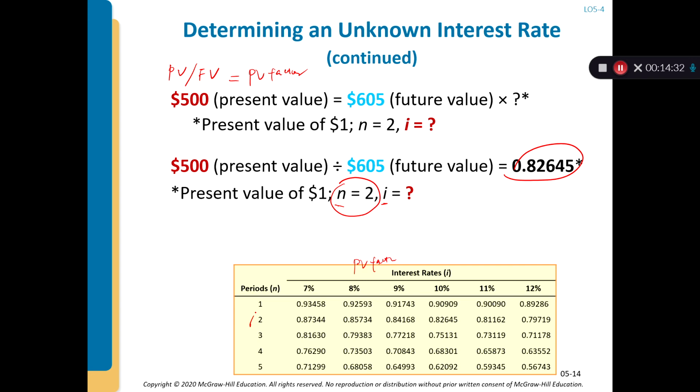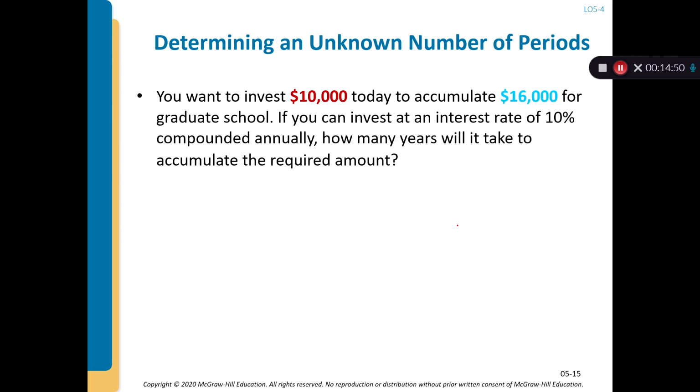I know the number of periods is 2. Let me find the closest rate. Okay, so it's right here. So that means that I should equal 10%. Okay, very good. So let's look at another example.